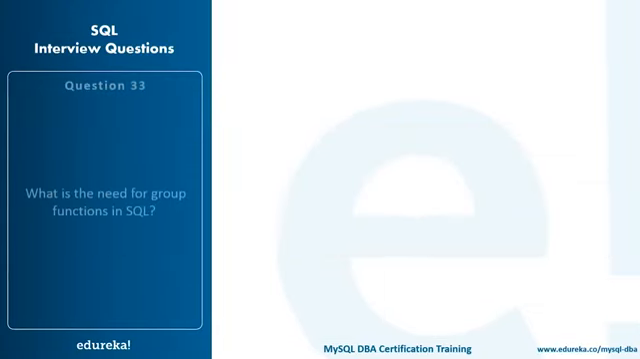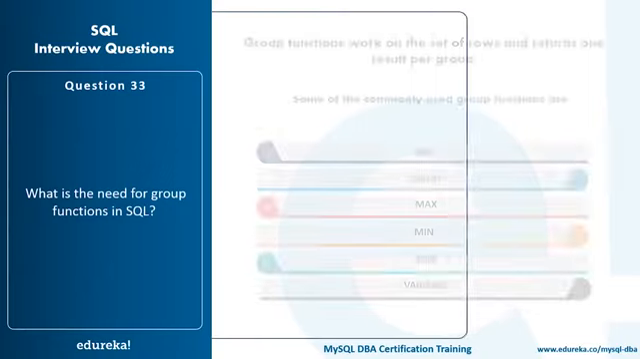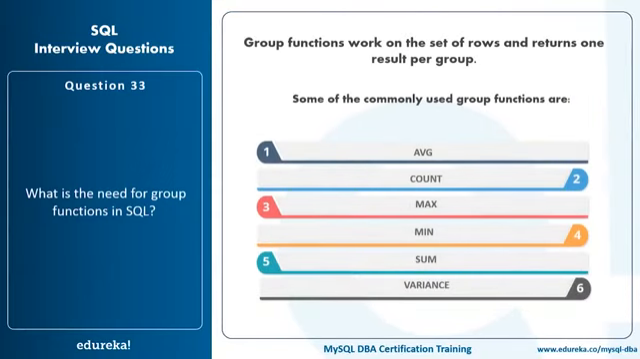Now let's move forward to our next question, that is what is the need of group functions in SQL? Now group functions work on a set of rows and return one result per group. So basically some of the most commonly used group functions are the average, count, max, min, sum and variance. So when you say what is the need of group functions in SQL, the need is basically because the group functions work on a set of rows and return one result per group.